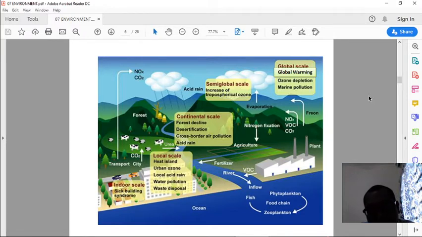So other than that, on the property management level, we have the indoor scale, whereby we can have the situation of sick building syndrome, having the heat island, urban ozone, local acid rain, water pollution, or even waste disposal that is not being conducted properly.